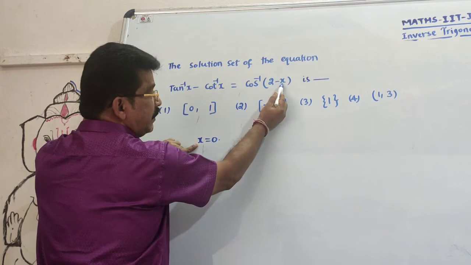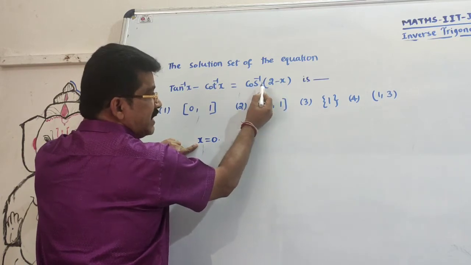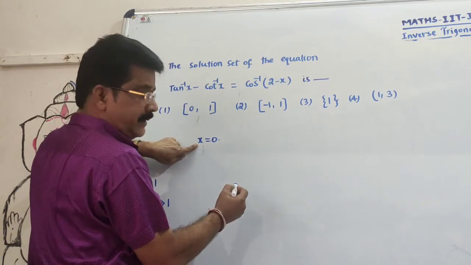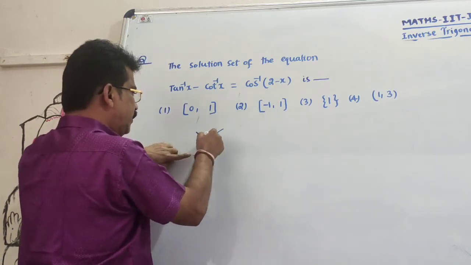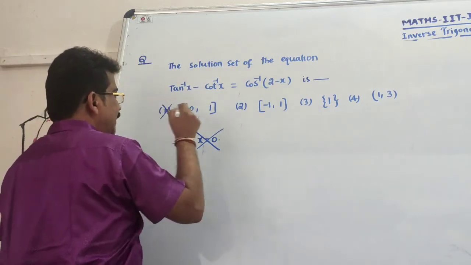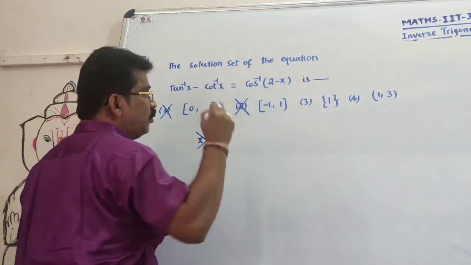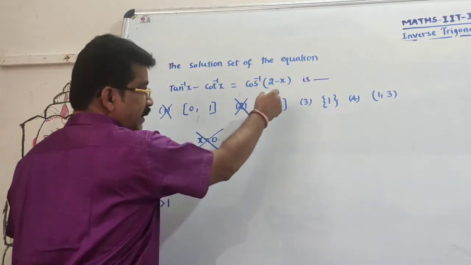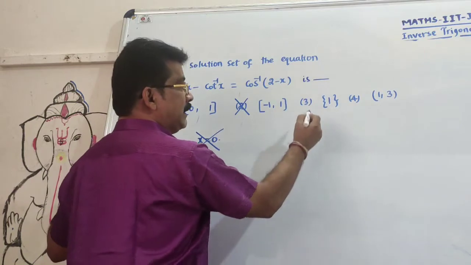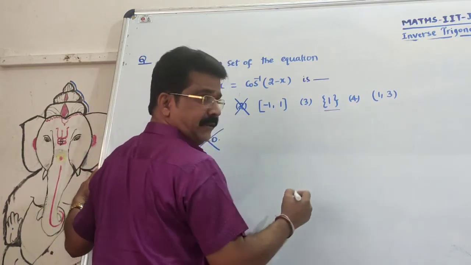By putting x equal to 0, it becomes cos inverse of 2. But cos inverse of 2 is not defined. Therefore, x equal to 0 should not happen. So we can cancel the first two options, because 0 is here and 0 is here. Next, the third option.